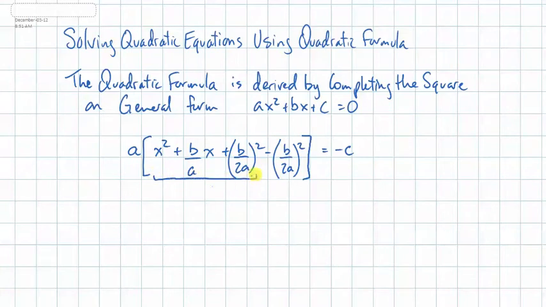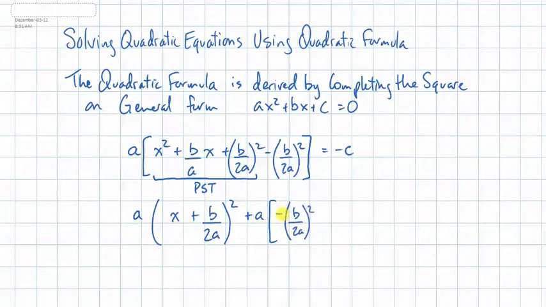These three terms here form the perfect square trinomial. So I'm going to write x plus b over 2a all squared. This is my binomial square. And I'm going to have a times negative b over 2a squared. It's not the negative being squared. That was a subtraction of something being squared.